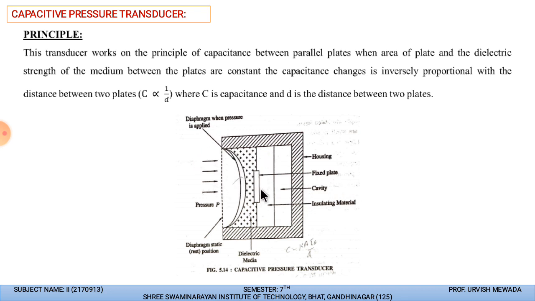So this is the fixed plate, and for the variable plate we use the diaphragm when pressure is applied. As we know, the diaphragm is made of a stretchable material, so whenever pressure is applied from this side, the diaphragm will change shape like this, and the distance between the two plates will change. In between the two plates we have the dielectric or insulating medium. At the static or rest position, where no pressure is applied, this is the initial position of the diaphragm. Whenever pressure is applied from this side, the diaphragm takes this shape according to the applied pressure, so the distance between the two plates changes, and the capacitance of the capacitor will change. This is how we can use this principle for pressure measurement using a capacitive pressure transducer.